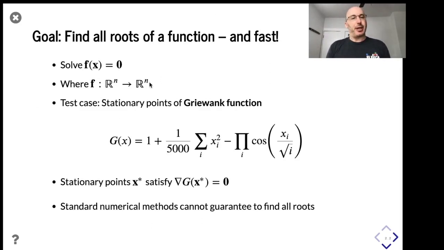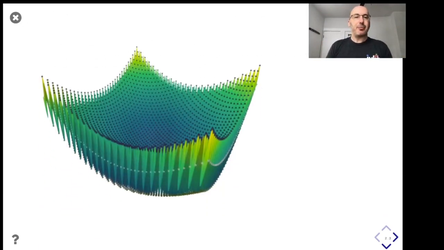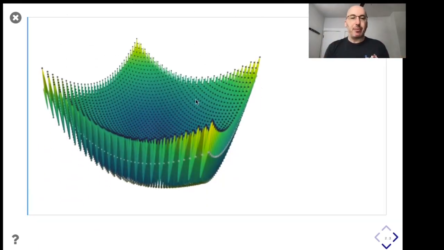The case that I want to be looking at is finding the stationary points of this so-called Griewank function that I've written here. And the stationary points satisfy that the gradient of g is 0. In other words, that the function is flat at that point. Standard numerical methods cannot ever guarantee to find all of the roots. So how can we actually do this? Here's a picture of the function, and I've plotted points at each of the local maxima, local minima, and saddle points here.